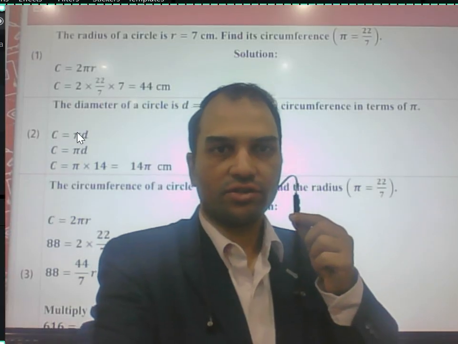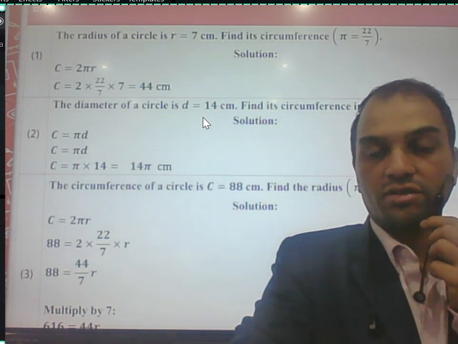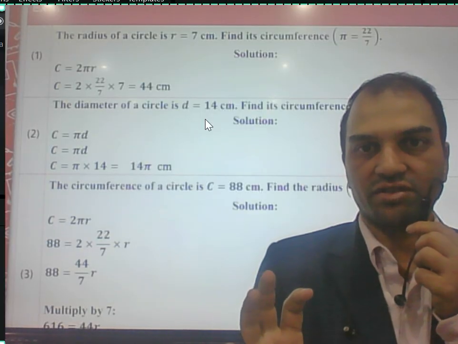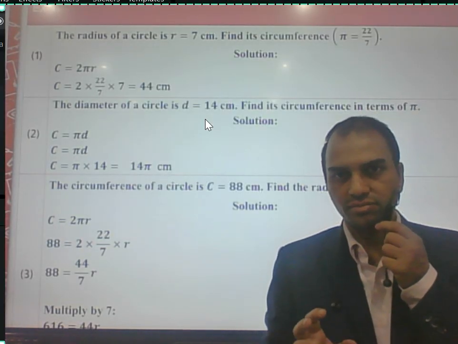Next question here, listen to me. He gave me this information. The diameter of a circle is 14. He gave me the diameter 14 centimeters. I want to find the circumference of the circle.